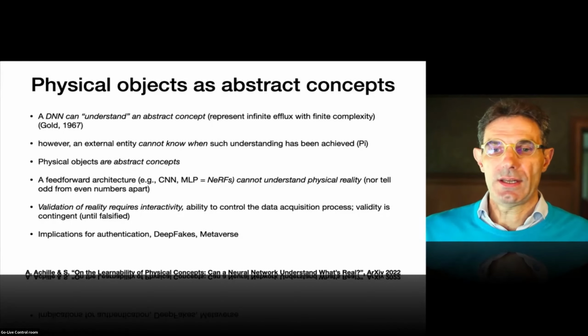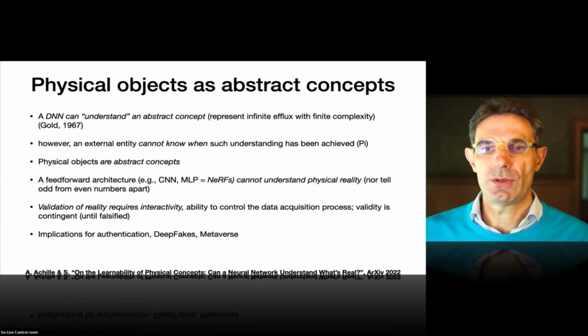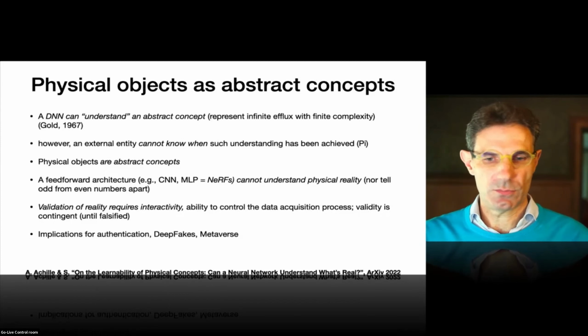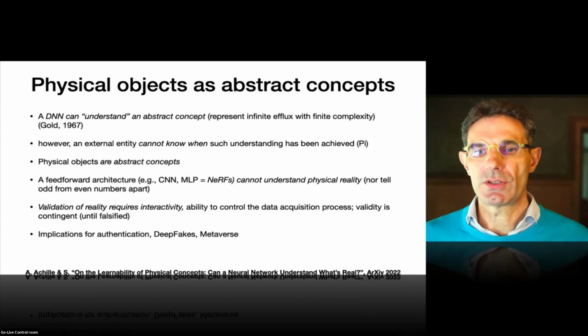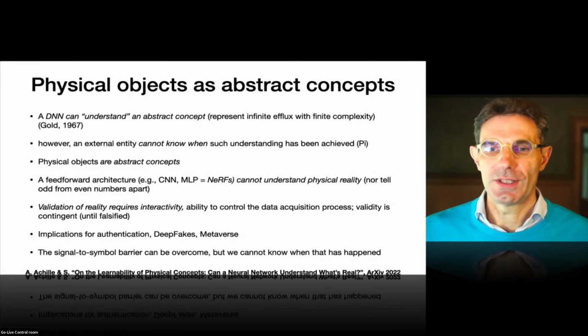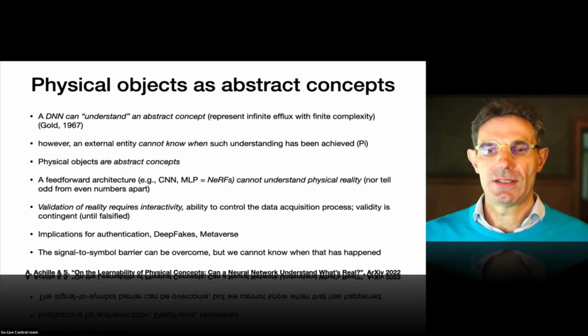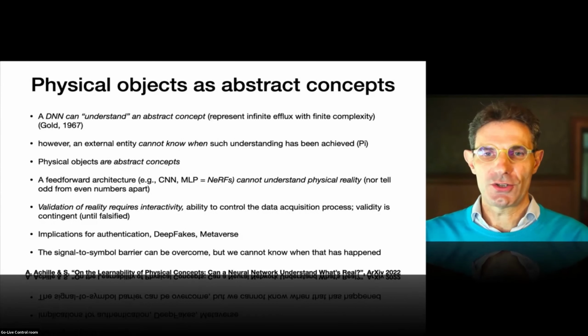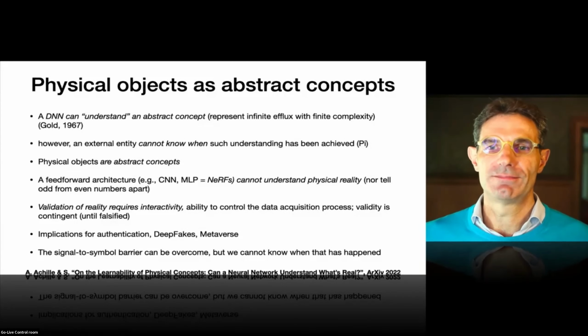And this is not just an academic exercise where you think about abstract concepts and pi, but there are real implications in authentication. We live in the age of deepfakes, metaverse, and other things. And so the bottom line of this talk is that the signal-to-symbol barrier can be overcome by a trained deep neural network that can interact with the environment, but we humans cannot know when such understanding has happened.